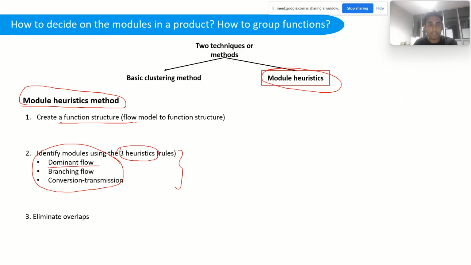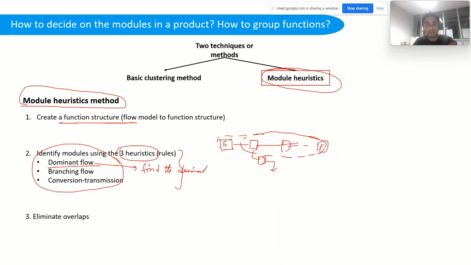One is dominant flow. Basically you find the dominant flow. For example, energy is converted into some sort of output energy. So there is some sort of dominant path, a critical function path. There can be sub paths, for example, converting a particular part of energy into some other blocks, but those are not the dominant flow path. This dominant flow path you generally consider as one module.